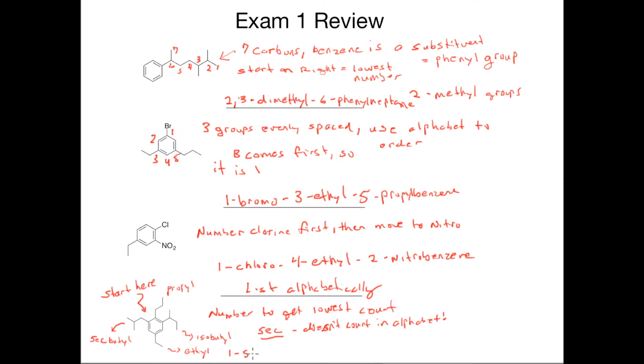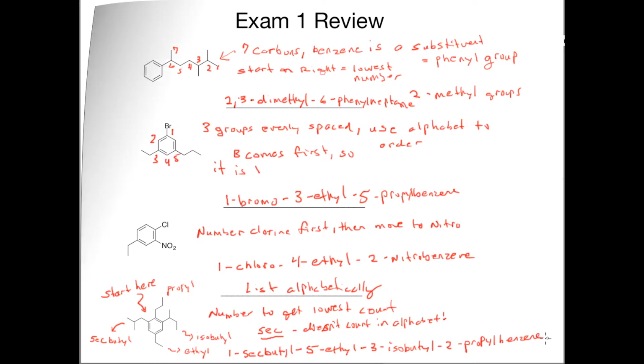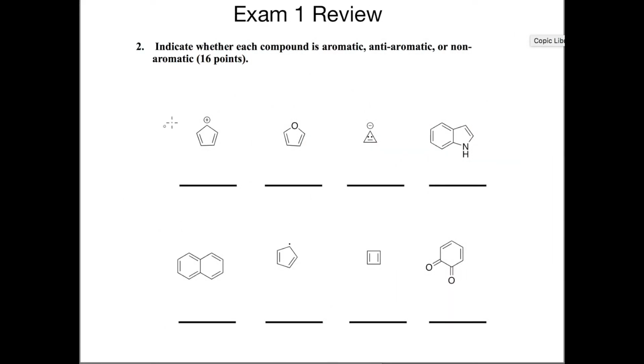So I have here 1-sec-butyl. And then the next one that is going to come up alphabetically here is the ethyl. So I'm going to put 5-ethyl. And then 3-isobutyl. That does count. And then finally 2-propyl. And then add benzene as your parent name. And we've made it through the naming.